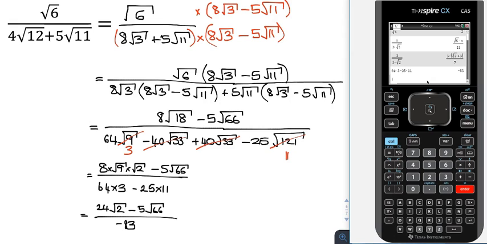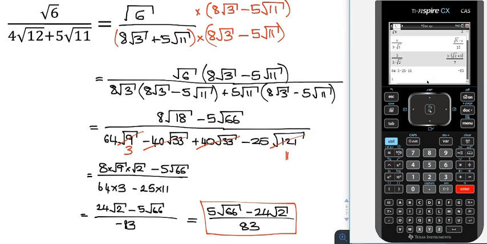There is another sort of rule for fractions. It's not a hard and fast rule, but we tend not to leave a negative on the bottom of a fraction. So probably moving that negative to the top. So let's just make it 5 root 66 minus 24 root 2. It is the same as what the previous answer was. It's just written differently, I suppose.